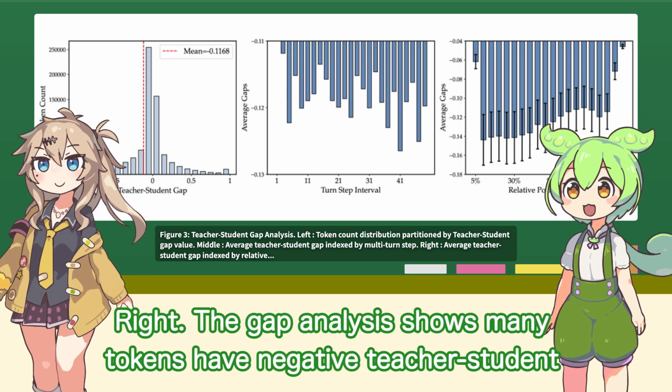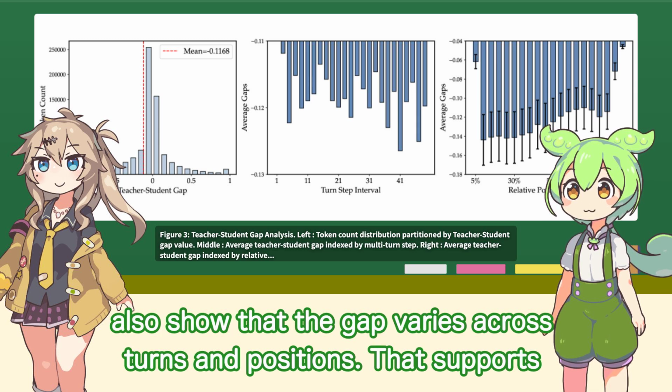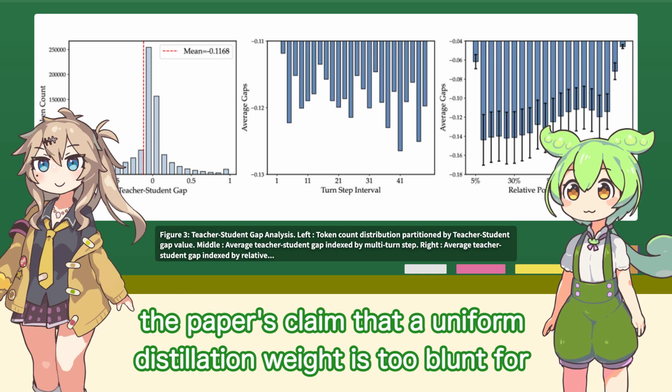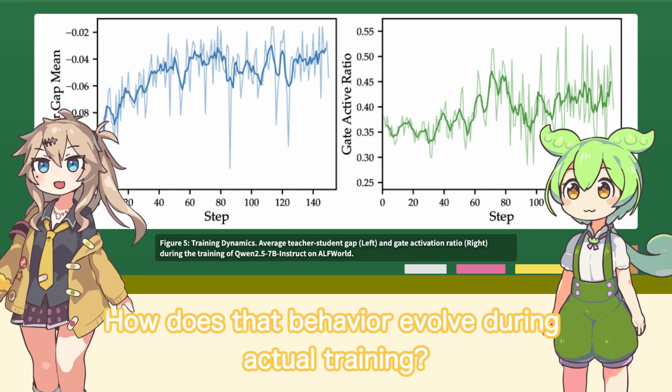Right. The gap analysis shows many tokens have negative teacher-student gaps. The middle and right panels also show that the gap varies across turns and positions. That supports the paper's claim that a uniform distillation weight is too blunt for multi-turn agents. How does that behavior evolve during actual training?